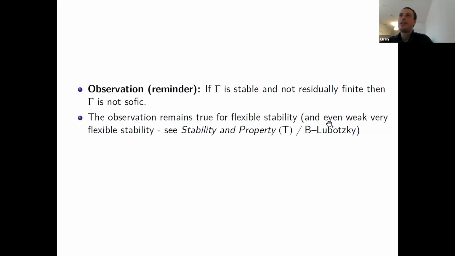Again, in this non-Sofic group plan, something much simpler is the observation mentioned in Alex's talk, that if a group is stable and not residually finite, then it's not Sofic. You can replace stable with flexibly stable and the observation remains correct. And you can even replace it with some weaker notions, with weak, very flexible stability. You can look at the paper by Alex and me, Stability and Property T, where we explain what it is. For this observation, you can do with much weaker notions of stability and flexible stability.